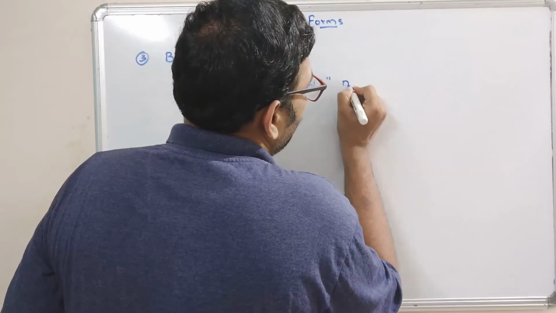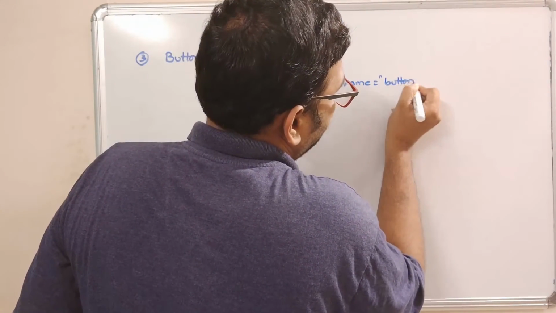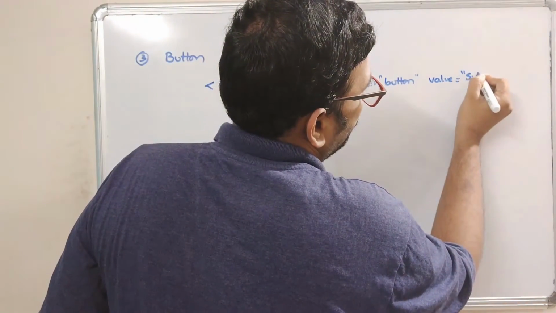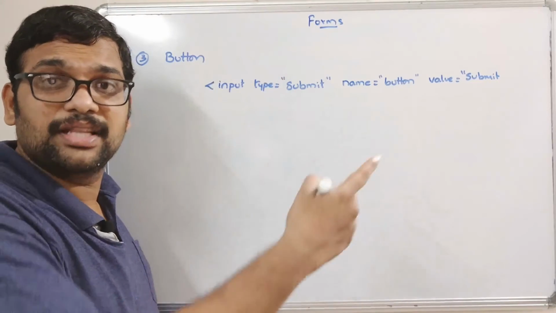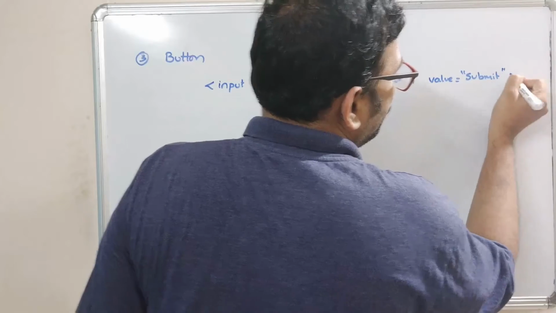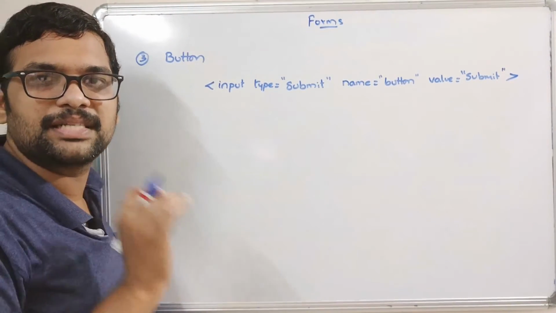So here also we'll be having some name, we will go with the button. Value, so here give the submit. And there are a few more attributes, and I will discuss all these attributes in the JavaScript, right? Now let us stop here. So this statement will just create a button with the name submit.